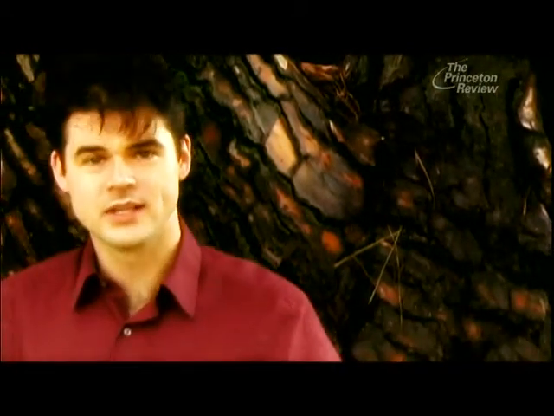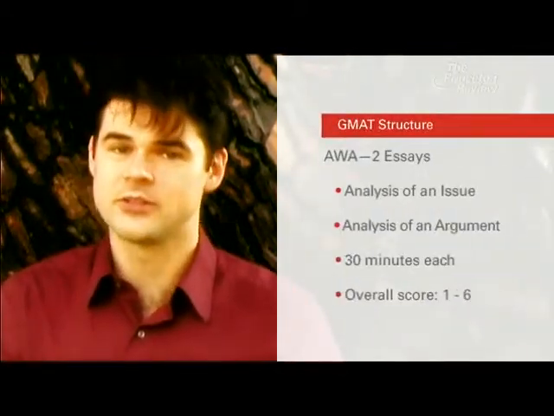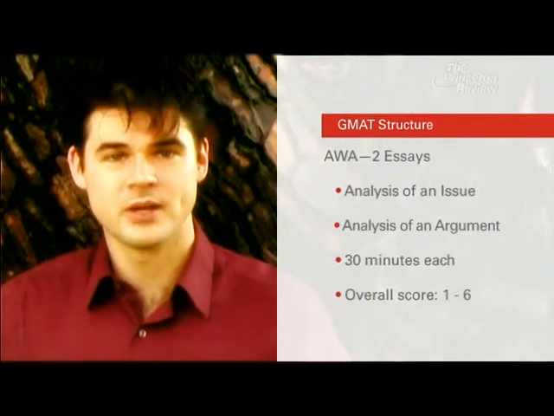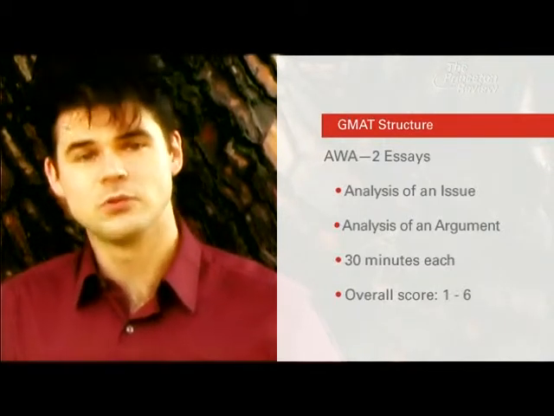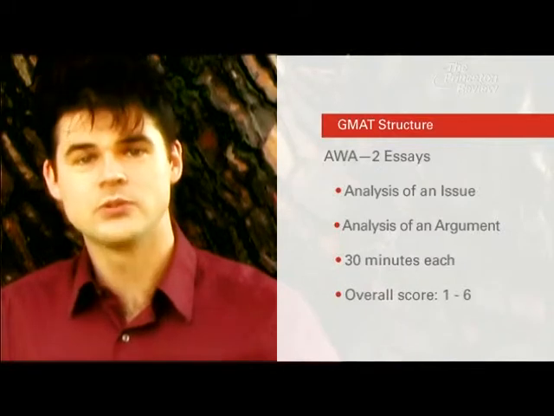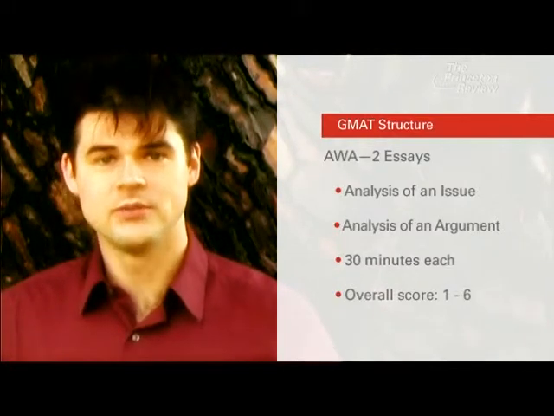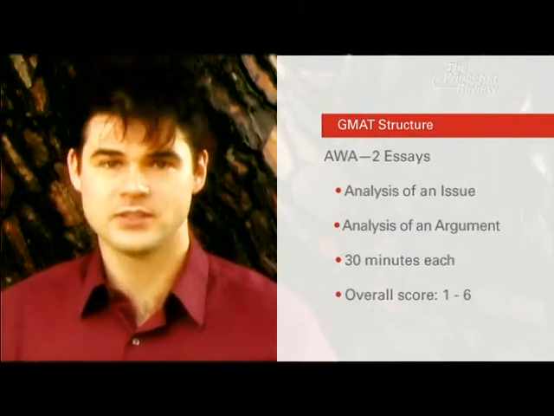So let's talk about the structure of the GMAT. The GMAT consists of 3 sections. The first section is the analytical writing assessment. This consists of 2 essays, the analysis of an issue essay and the analysis of an argument essay. You have 30 minutes to write each. Those essays will be scored by 2 graders, and those scores will then be averaged to give you an overall score from 1 to 6.